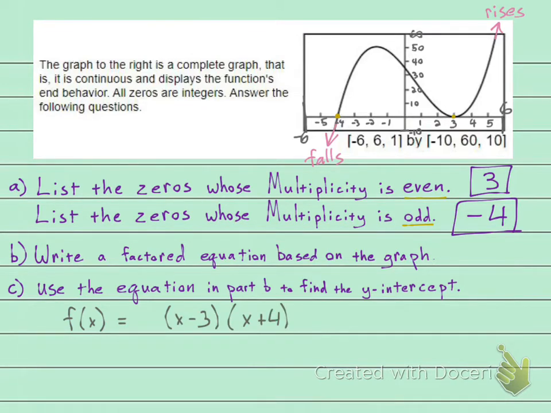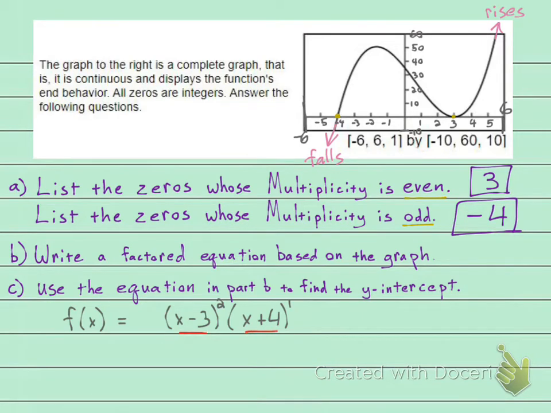Now it also mentions in the problem that you need to go to the lowest degree possible. Okay, so I know that 3 is even, and the lowest even degree is going to be 2. And I also know that negative 4 is odd, and the lowest odd is 1. The last part, okay, this gives me my two zeros, a bounce and a cross.